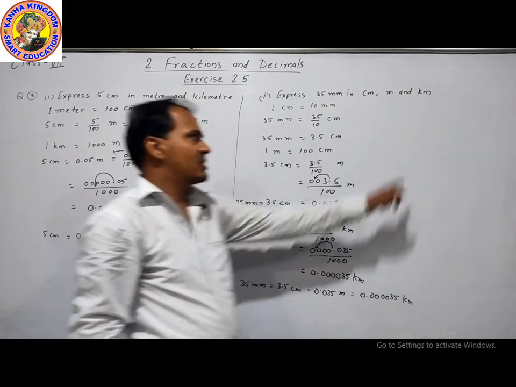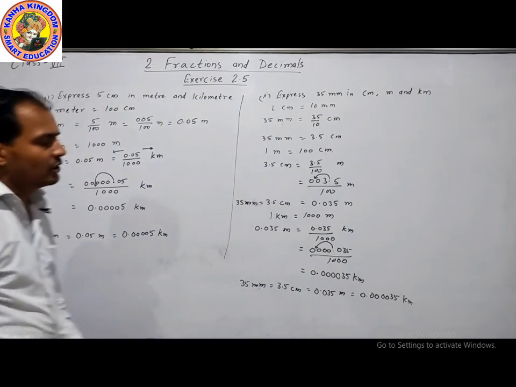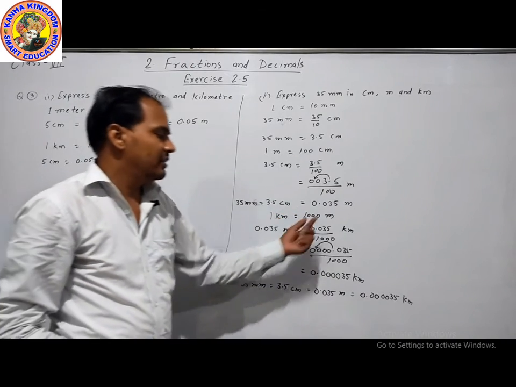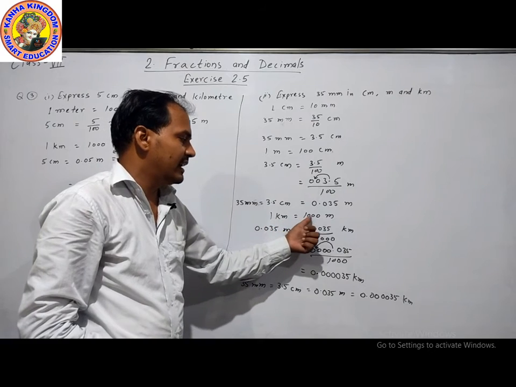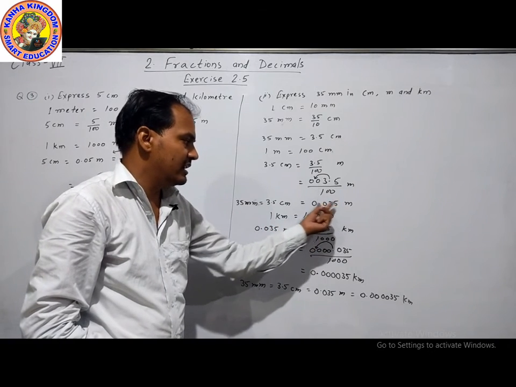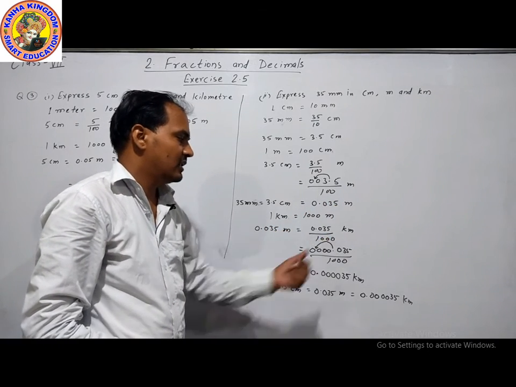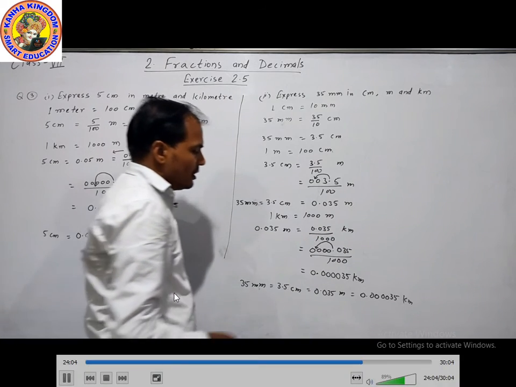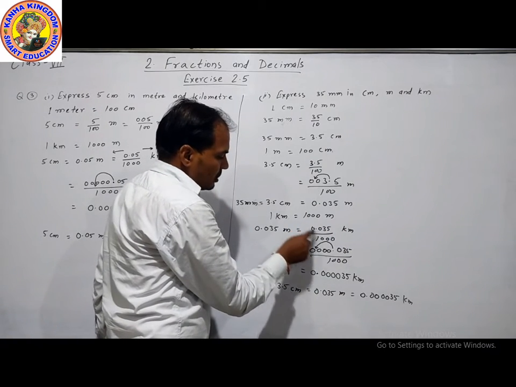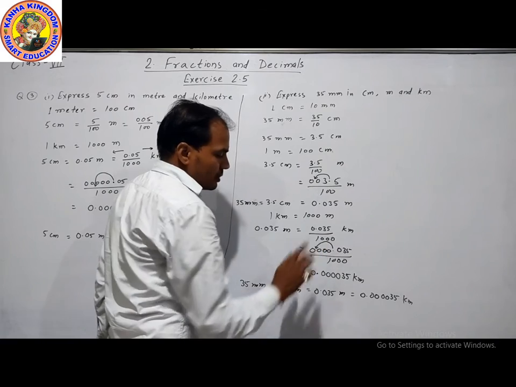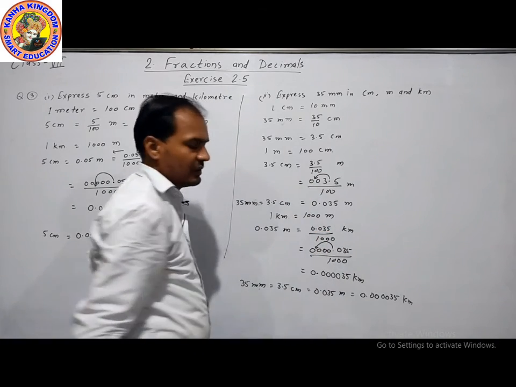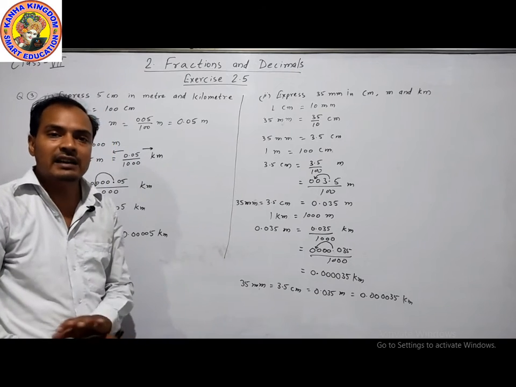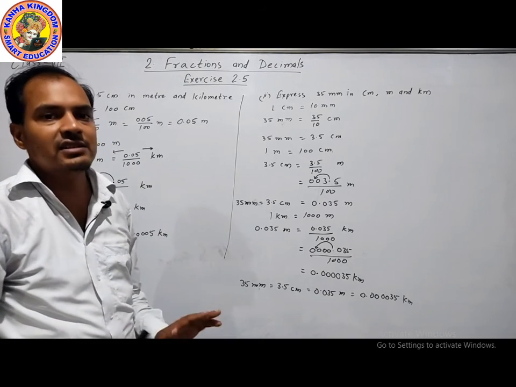Now next is kilometer. 1 kilometer is equal to 1000 meter. So meter will convert into kilometer by dividing by 1000. The question is this, divide by 1000, answer in kilometer. Here integer part is 0, we can write it as 0.0000. The decimal part is 0.35. The decimal part remains unchanged. We cannot change the decimal part.